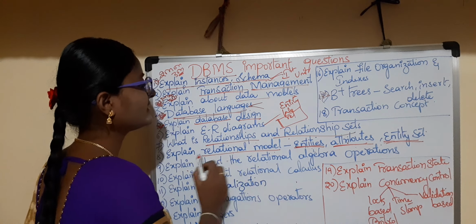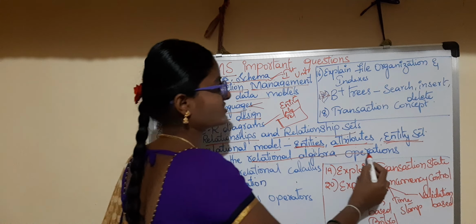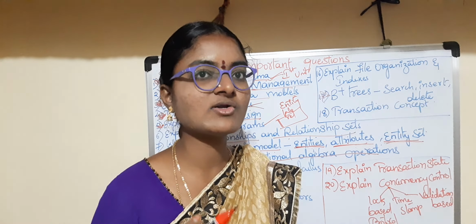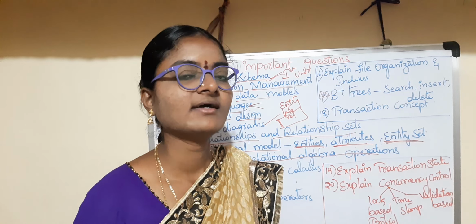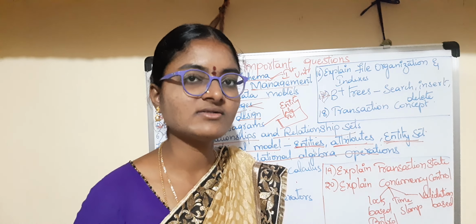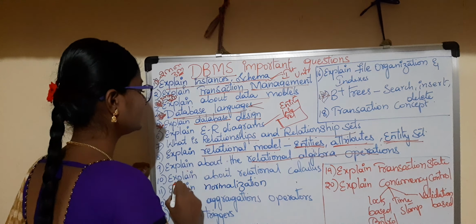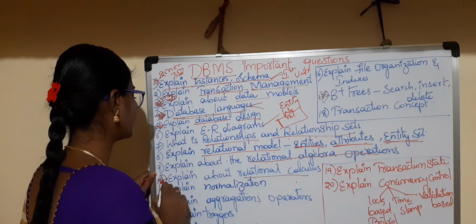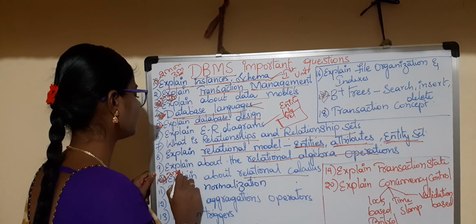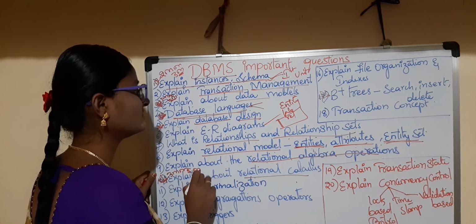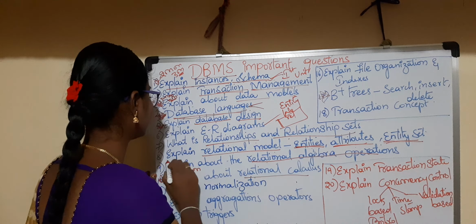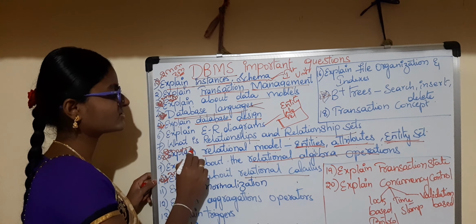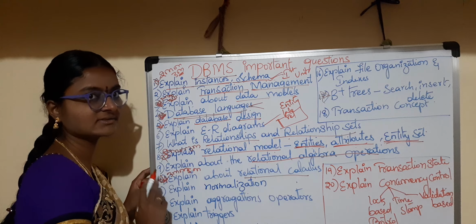Next is explain the relational algebra operations. I have explained this in the last class. You can follow it, students. Relational algebra operations like insertion, deletion, all those are there. Next, explain the relational calculus. This is also a very important question. It comes as 3 marks or 5 marks in your semester exams. Note it down. It comes as either 2 marks or short questions, 2 marks or 3 marks.